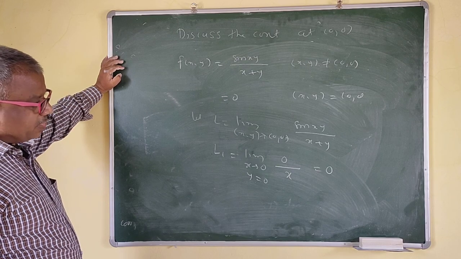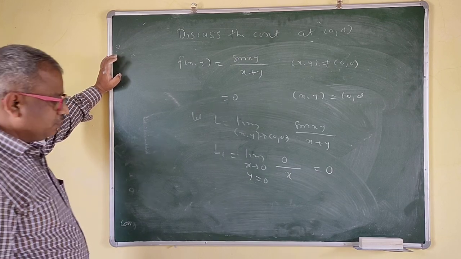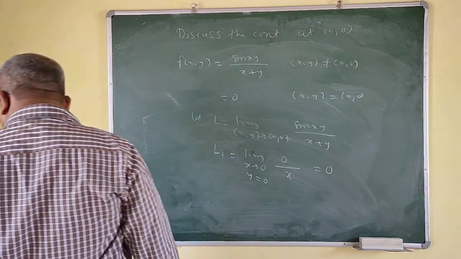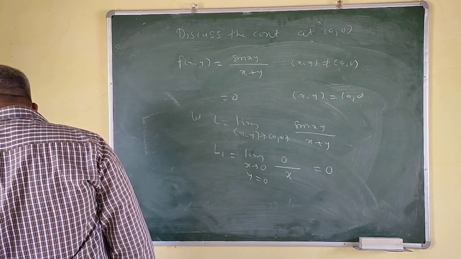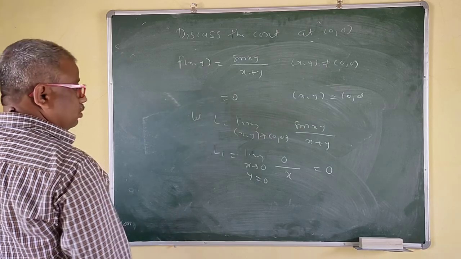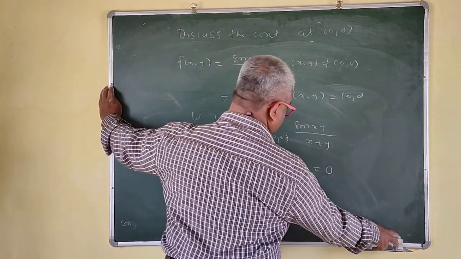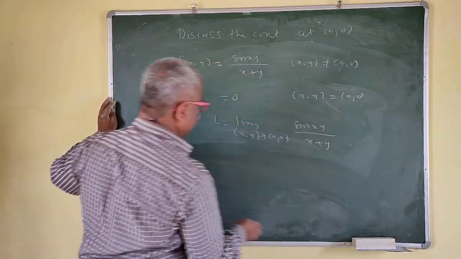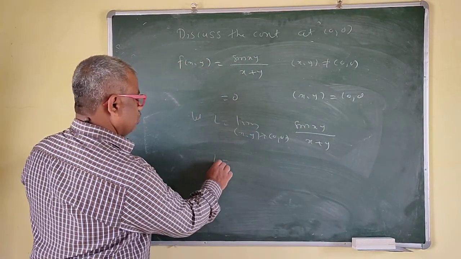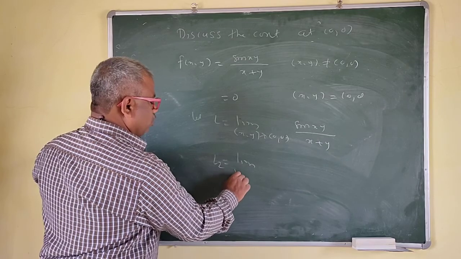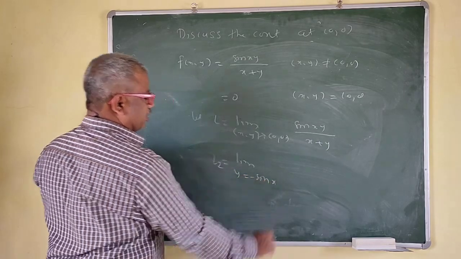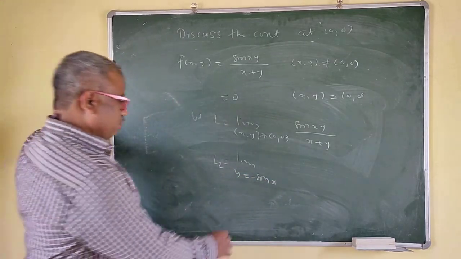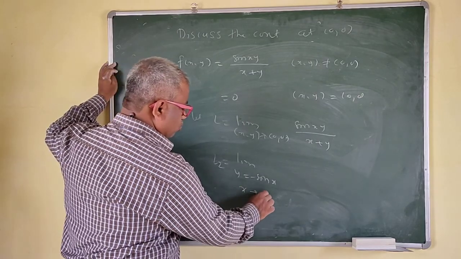The second part, you cannot choose y is equal to mx now. Right, so for this what do you have to do? We'll choose the path y is equal to minus sin x. We'll try this, y is equal to minus sin x. See what happened there. So L2 is equal to limit, y is equal to minus sin x. We'll choose this path, and your x tends to 0 now.